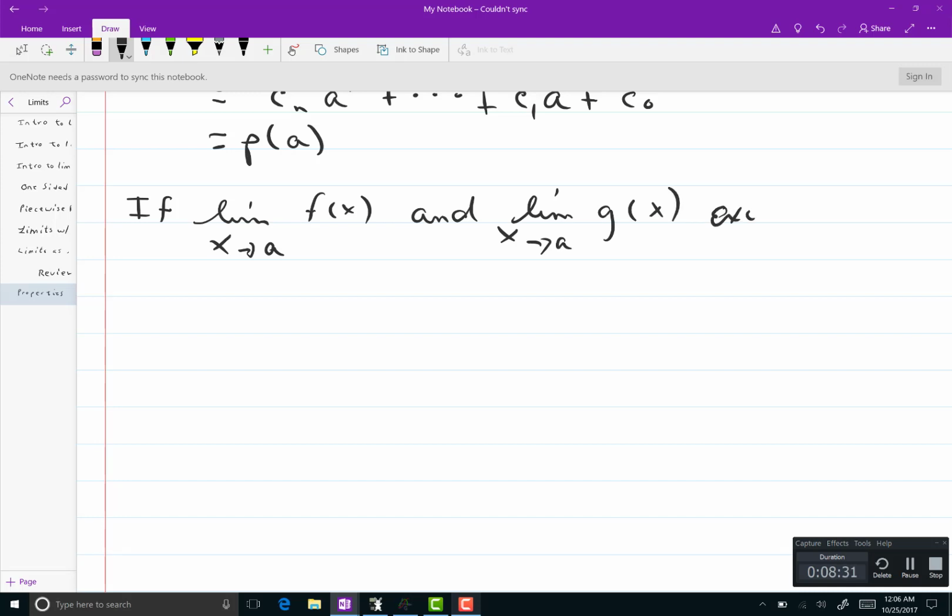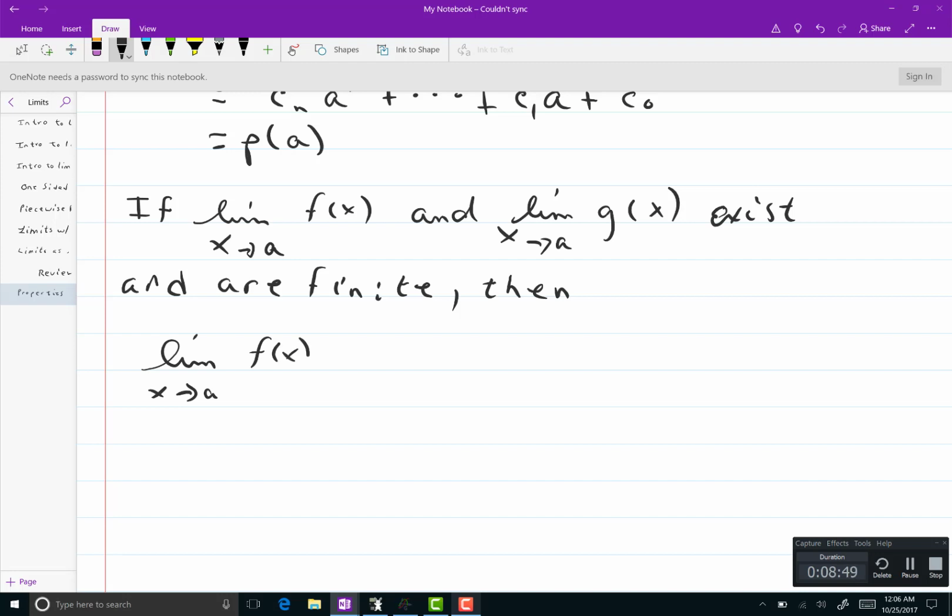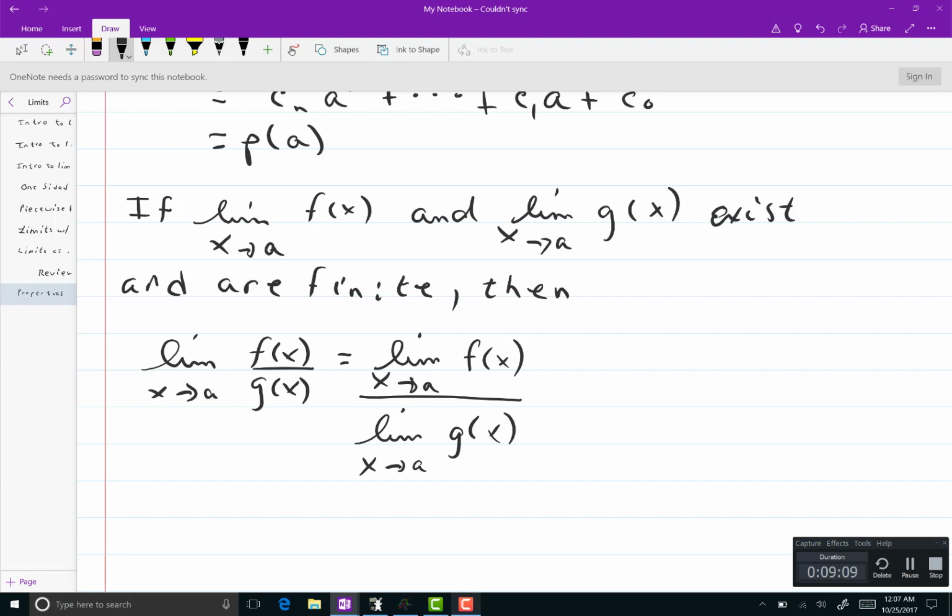Here, if the limit as x goes to a of f of x and the limit as x goes to a of g of x exist and are finite, then the limit as x goes to a of f of x divided by g of x equals the limit as x goes to a of f of x, quantity divided by the limit as x goes to a of g of x, provided that the limit as x goes to a of g of x does not equal 0. All right, I'll pause there.